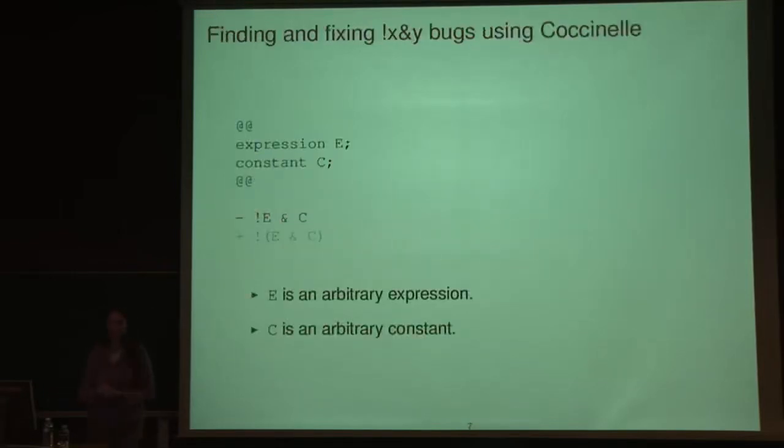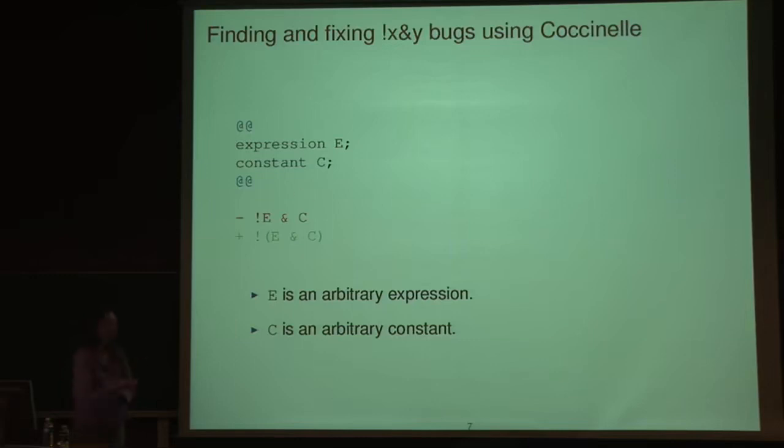So here's an example. This is how we can find and fix that bug that I just showed you. Basically, our idea is that we have a Boolean negation operator and we have a bit AND operation. The argument of the Boolean negation operator can be any arbitrary expression. So what I've said is that E is a variable and it can match any expression.